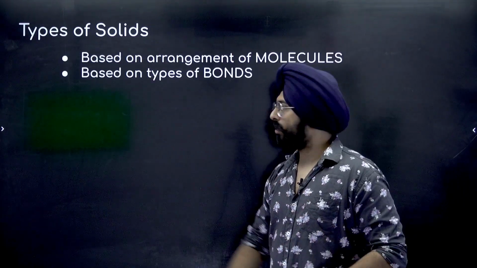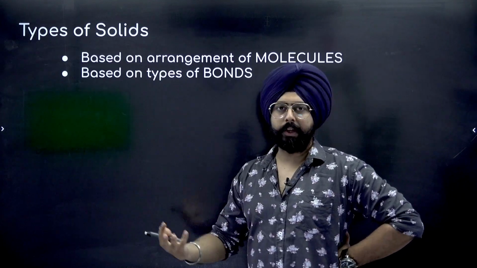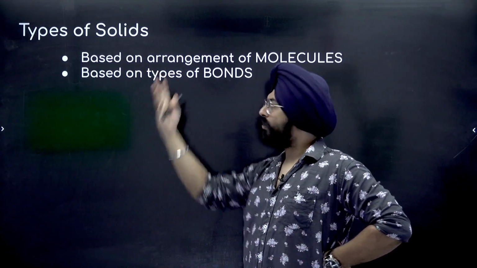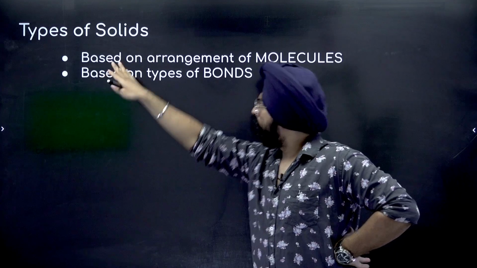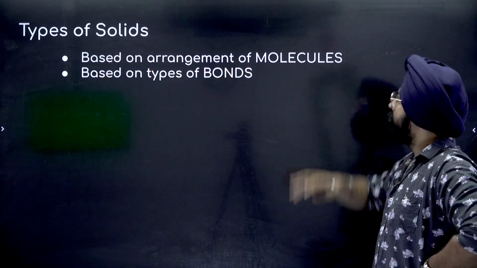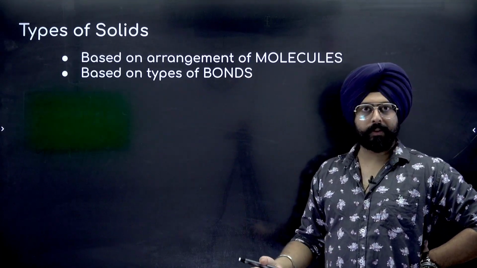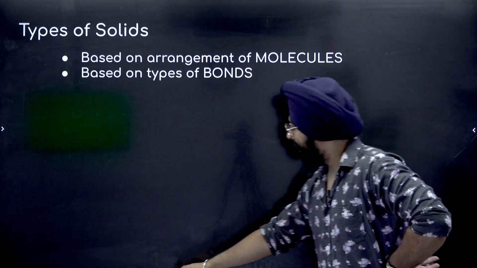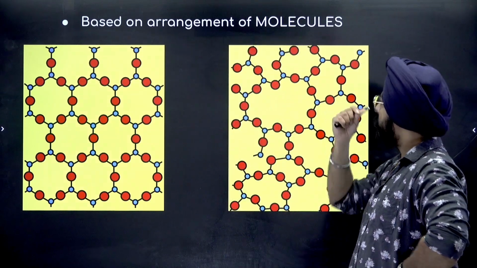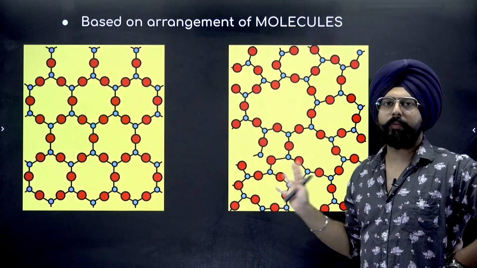Now let's discuss what are the different types of solids. You can classify types of solids in two different ways. One is based on the arrangement of molecules, and the other is based on the type of bonds. Fine? Let's get into it and we'll understand it better. Based on the arrangement of molecules, there are two different types of arrangements over here.